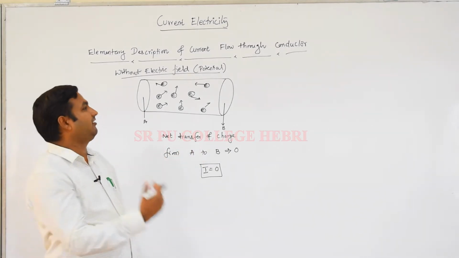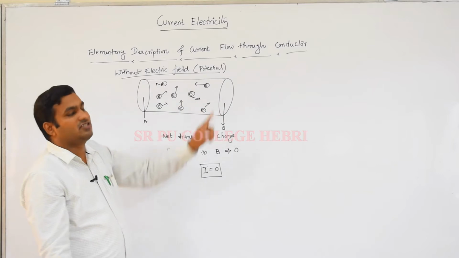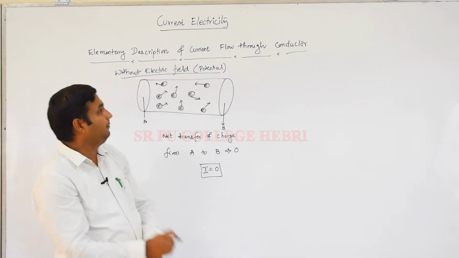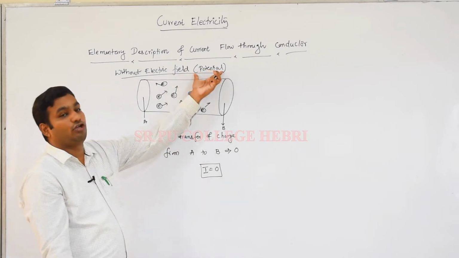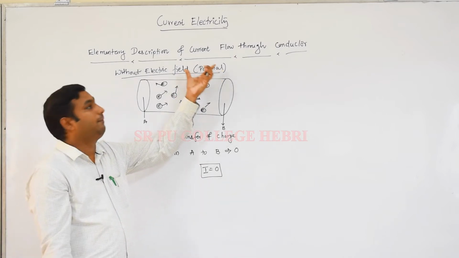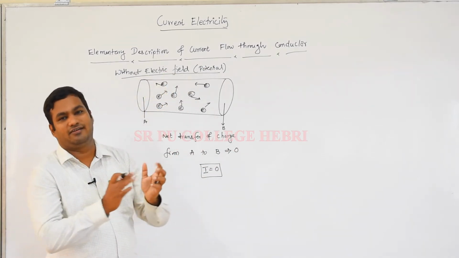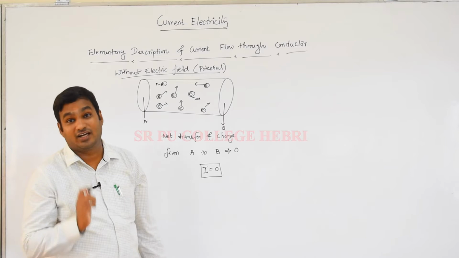To get electric current across the ends of a conductor, we have to connect a battery. By connecting the battery, we apply a suitable potential. By applying the potential, we create a suitable electric field in the conductor.